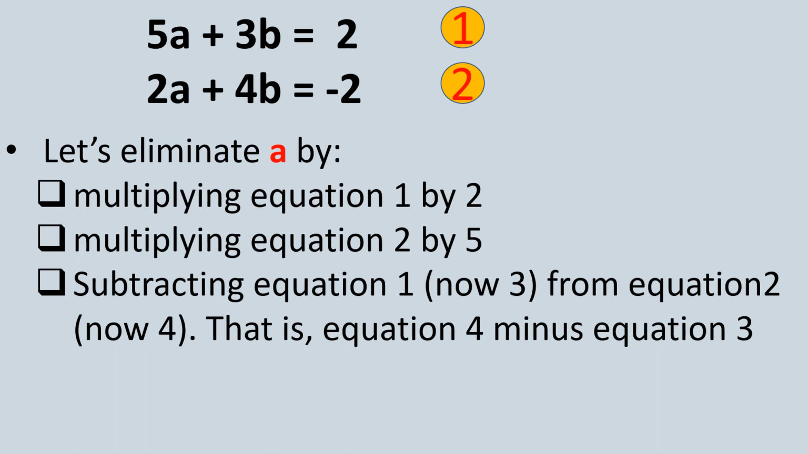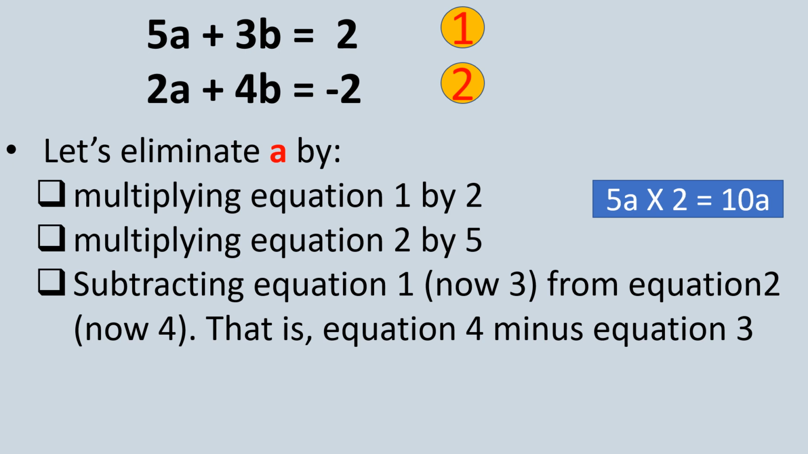So what we'll try to do is to look at equation 1 and also equation 2. If we multiply equation 1 by 2 and equation 2 by 5, and then later we subtract one of the equations from the other, we'll be able to eliminate. Now, how is that possible? Our target is to eliminate a. So the a in equation 1 must look like the a in equation 2.